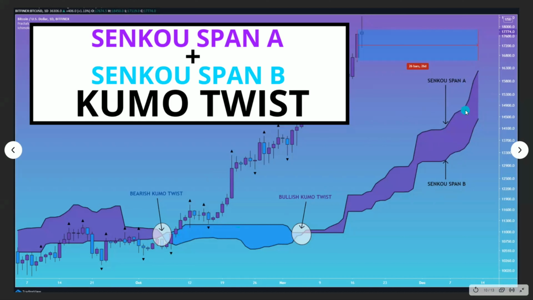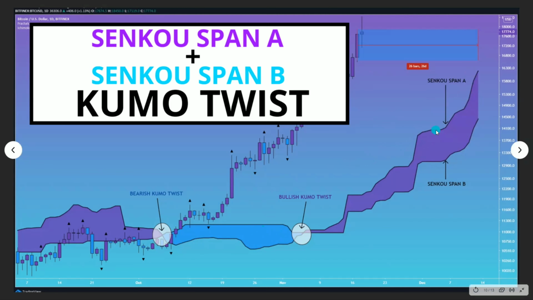Whenever the market is angling up, that is showing bullish momentum when span A and B are both angling up together. When you see span A and B angling down together, that's a bearish market. Now, when you have span A angling up and span B angling flat, this could be considered a ranging market. So that means you would have to pay attention and watch the market.